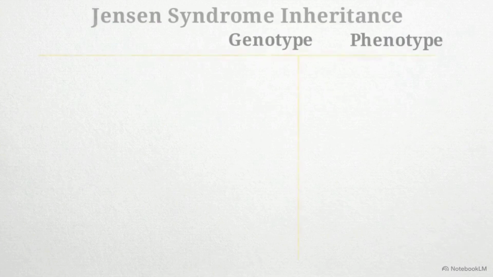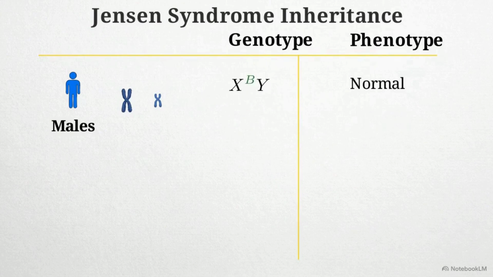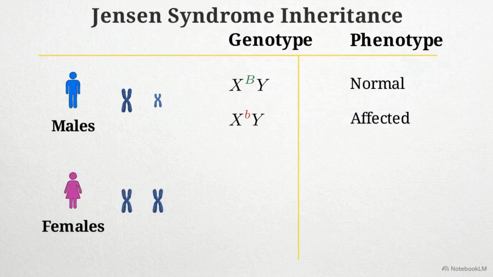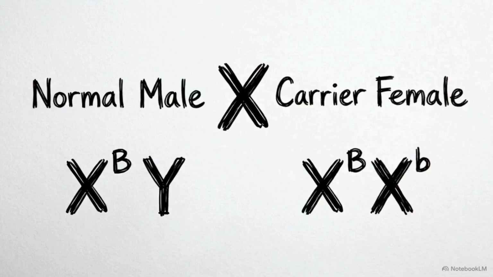This table breaks down the possibilities. For males, there are only 2 options. Because they carry only one X chromosome, they are either normal or they are affected by the disorder. Females have 2 X chromosomes, which creates a third option. They can be normal, affected, or a carrier. A carrier hides the recessive allele on one X chromosome, but remains physically unaffected because of the dominant normal allele. Our problem tells us we are crossing a normal male with a carrier female.